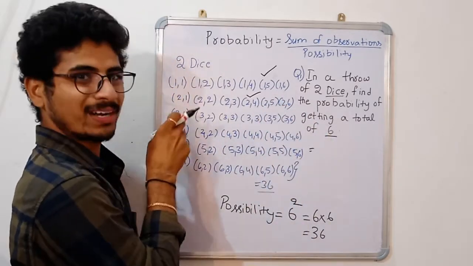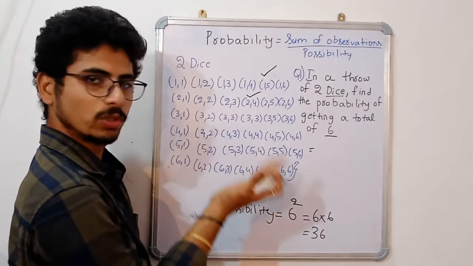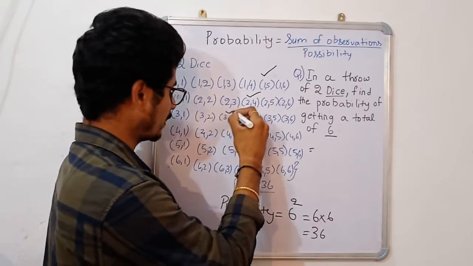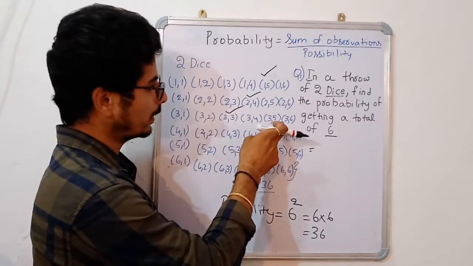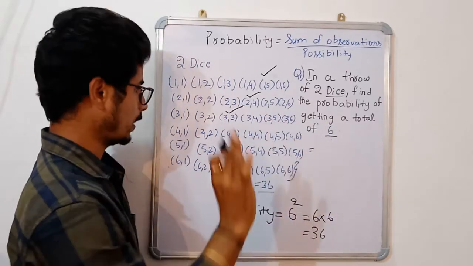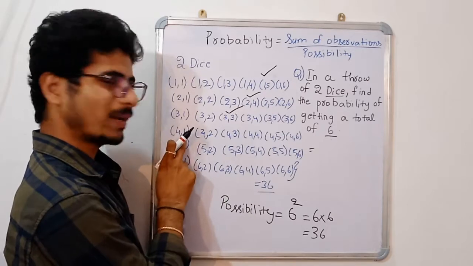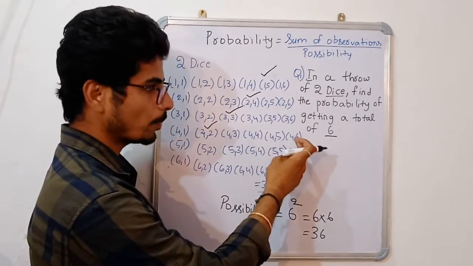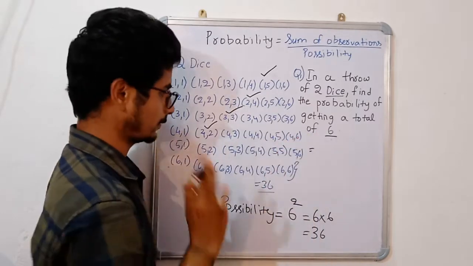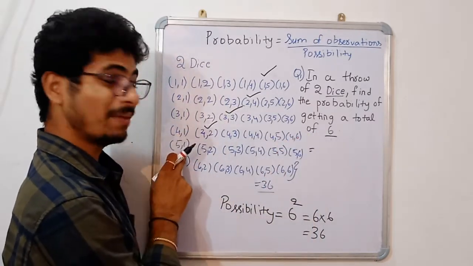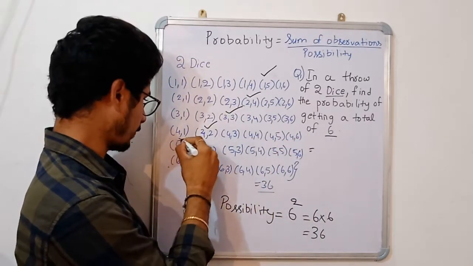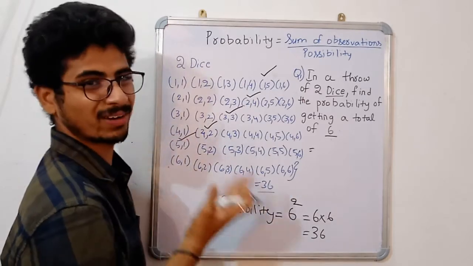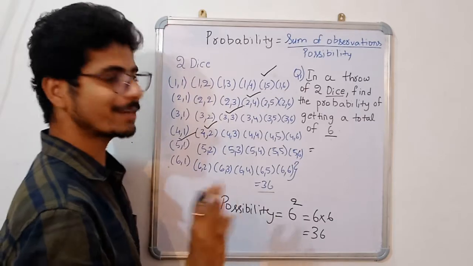3 plus 1 is 4. 3 plus 2 is 5. 3 plus 3 is 6, right? So 3 plus 3 is 6. 3 plus 5 is 8. 3 plus 6 is 9. So it's not qualified. Next, 4 plus 1 is 5. 4 plus 2 is 6. So other combinations we won't be getting a total of 6. Next, 5 plus 1 is 6, right? Next, 5 2, it won't be the combination. 6 plus 1 is 7. So I think that's it, friends.